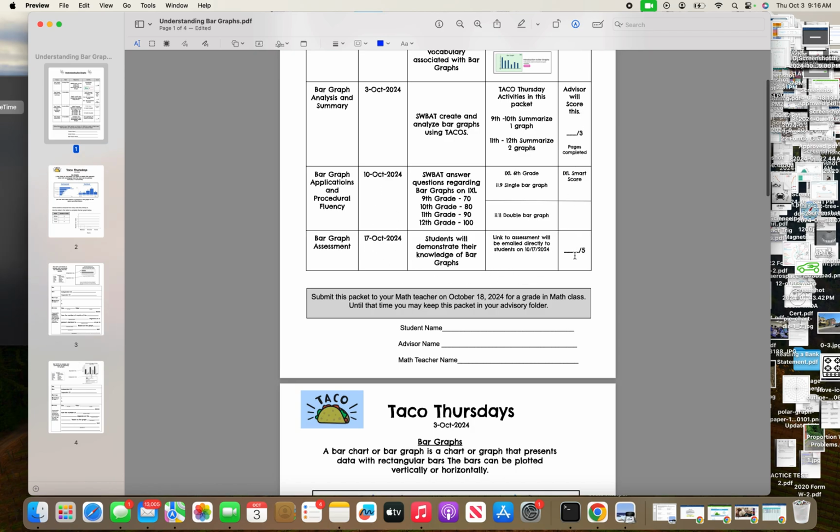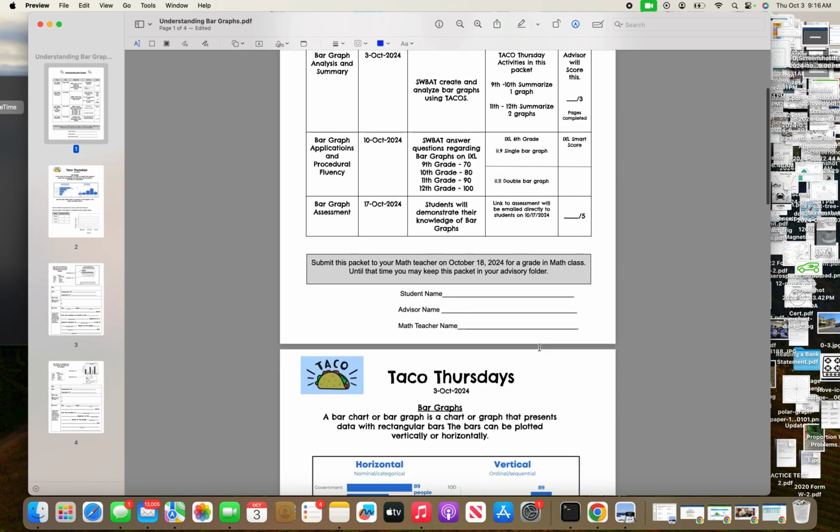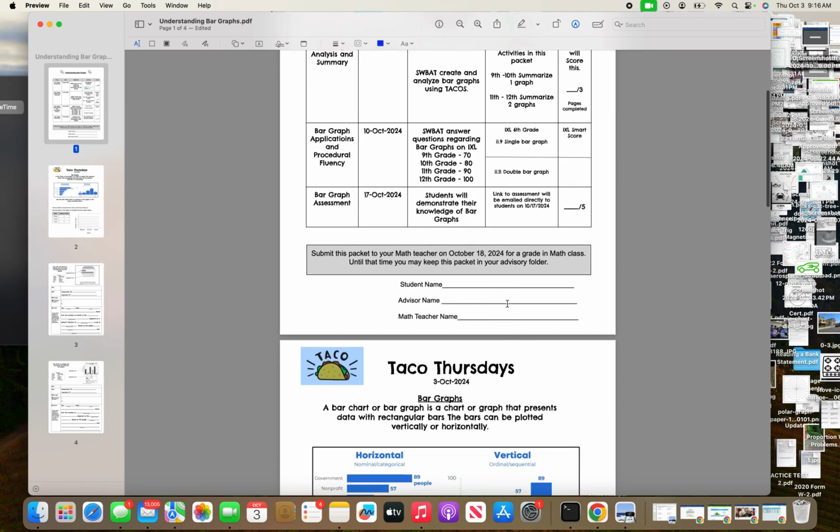After you've recorded all your scores, this packet needs to be turned into your math teacher on the 18th because it is going into the grade book. Go ahead and put your name, put your advisor's name, and your math teacher's name on this packet.